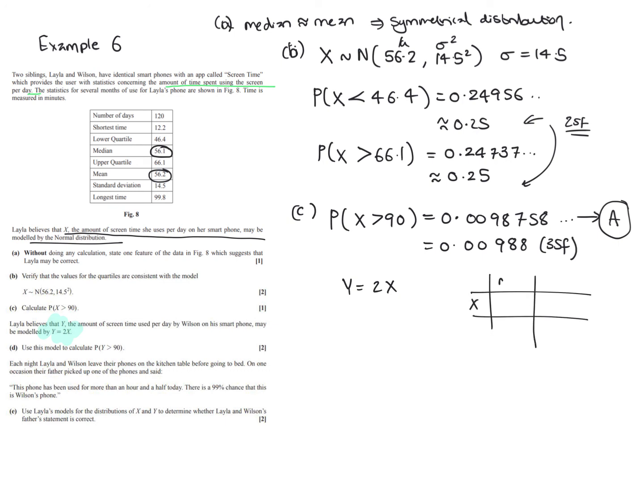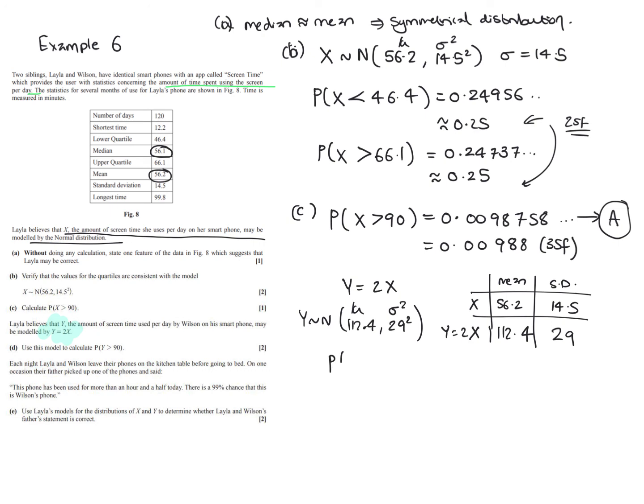So, I'm going to set this information up in a table. So X has a mean of 56.2 and a standard deviation of 14.5. Now, Y is equal to 2X, so the mean and the standard deviation will be adjusted accordingly. So the mean for Wilson will be 2 times 56.2, which comes to a value of 112.4, and his standard deviation will be 2 times 14.5, which is 29. So Y will have a normal distribution with a mu value of 112.4 and a sigma squared value of 29 squared. There's the distribution for Wilson.